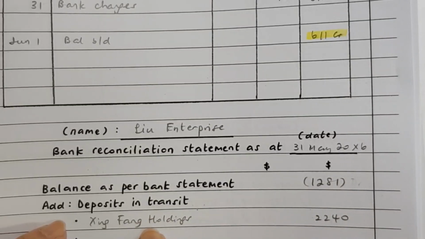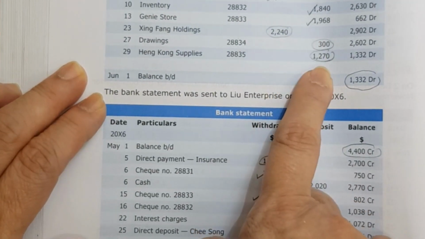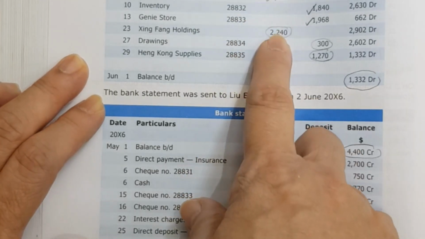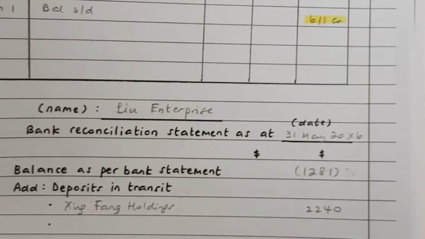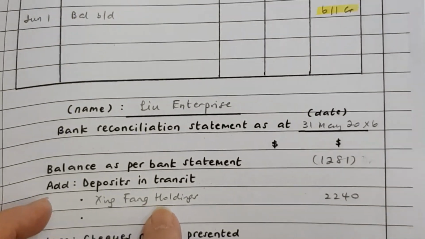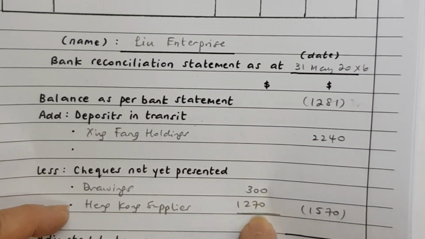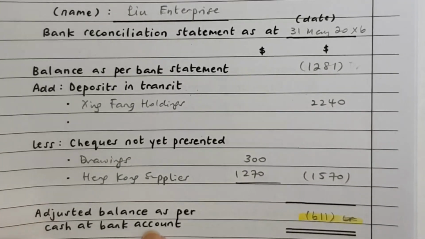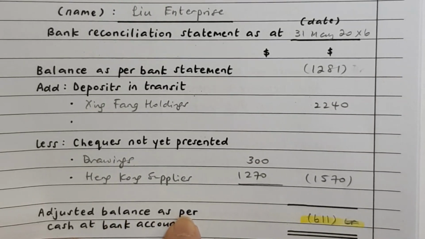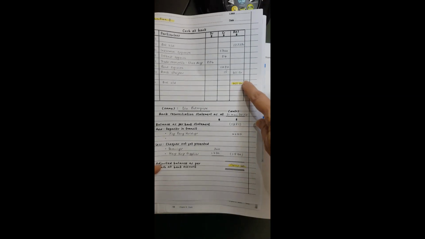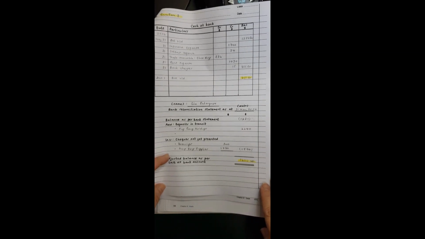Then you add deposits in transit. Where do you get all these figures? It's from here. Okay, all these circled ones. So your debit here, Sing Fang, means that down here you've already debited, but bank statement doesn't show. Okay, so the balance as per bank statement, you need to add it in. Alright, so you add in your Sing Fang holdings and you less the checks not yet presented. So these two, alright, then you will get 611. Alright, also still negative, and that's your adjusted balance as per cash at bank account. So when these two match, alright, it means that you have reconciled. Okay, all right, that's it.